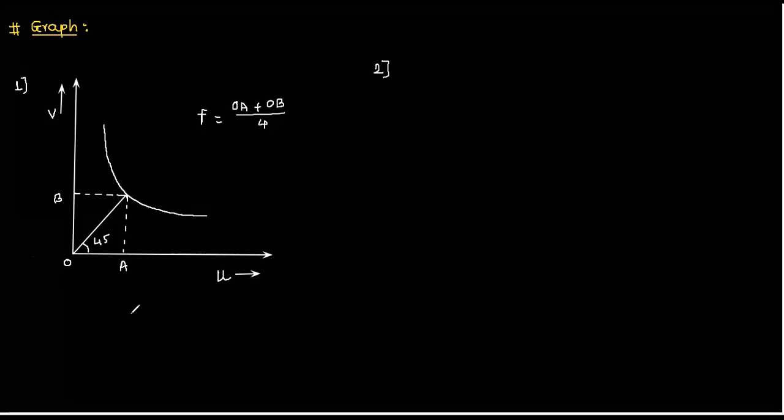Second graph I am plotting, that is 1 by V versus 1 by U. Which graph am I plotting? 1 by V versus 1 by U. On the y-axis, I am taking 1 by V. What have I taken on the x-axis? 1 by U. Yes. And on the y-axis, 1 by V. Right?